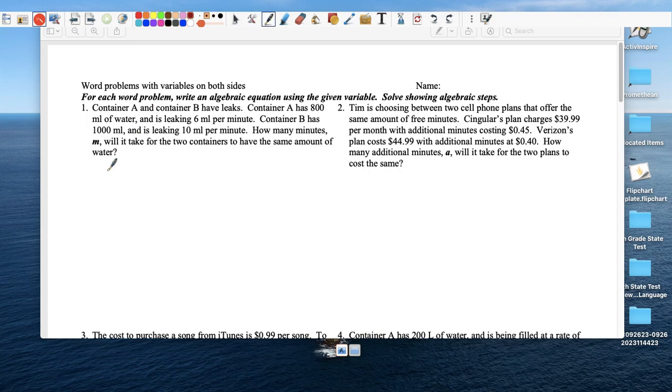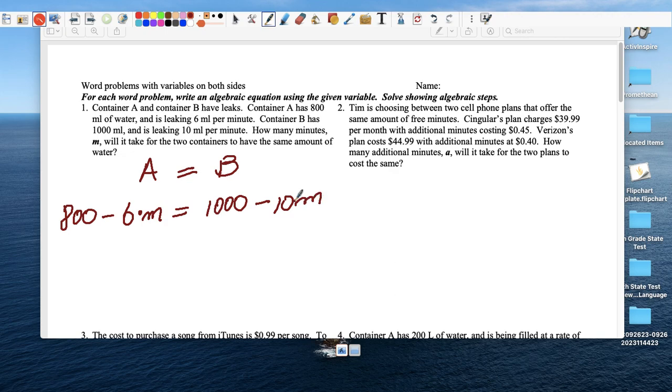Question 1. So we have, I'll call it, container A is equal to container B. Container A has 800 milliliters of water and is leaking at 6 milliliters per minute. So we start at 800, and because it's leaking, we're losing 6 ml per minute. Container B starts at 1000 and it's leaking at 10 per minute.